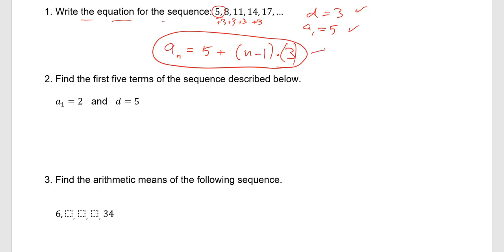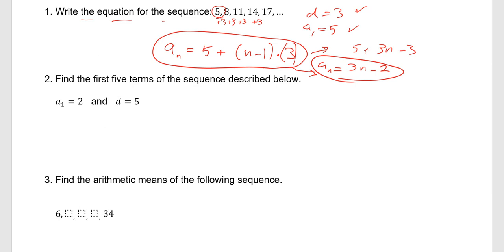Of course, I can simplify, right? So I'll have 5 plus 3n minus 3. So 5 minus 3 is 2, so I have 3n minus 2. So a sub n equals 3n minus 2.